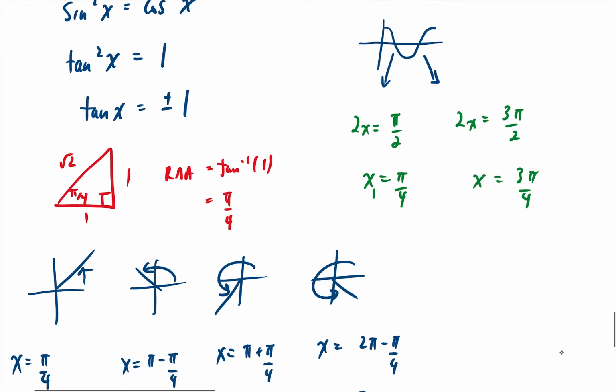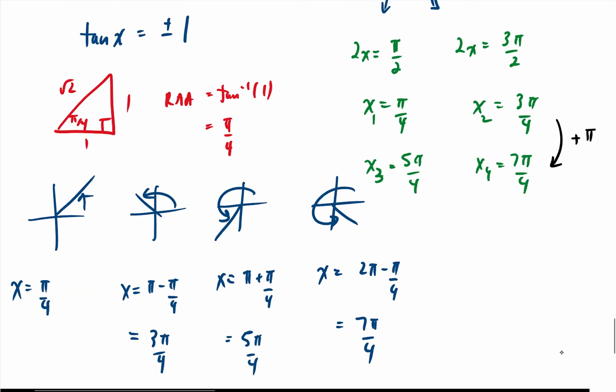Next, we add the period to get all the remaining answers. In this case, our period is pi. Remember, that's 2 pi over k, so 2 pi over 2 is equal to pi. And then our final two answers: if I add pi to x1, I get that x3 is equal to 5 pi over 4, and then x4 is equal to 7 pi over 4. So the same four answers we got using the first method.